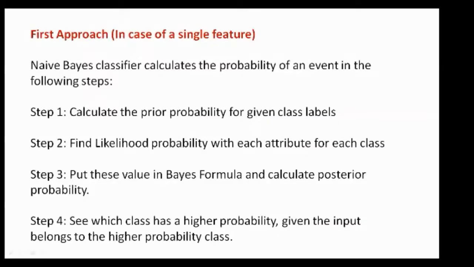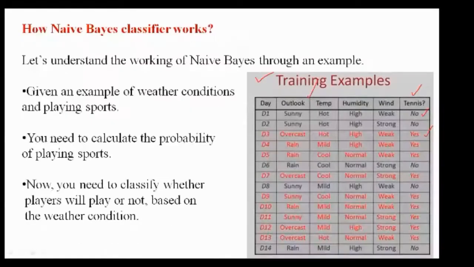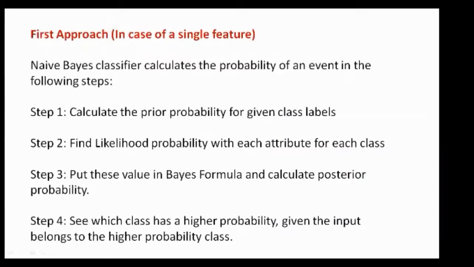In case of a single feature, if you consider only one attribute from the given table, you may consider outlook, temperature, humidity, or wind. If you consider one single attribute, then how will this Bayes classifier classify this input? So the first step is to calculate the prior probability. We have to use the Bayes theorem formula to classify this. So first, calculate the prior probabilities, that is, the probability of data and the probability of hypothesis.